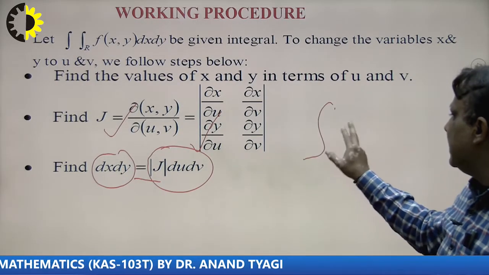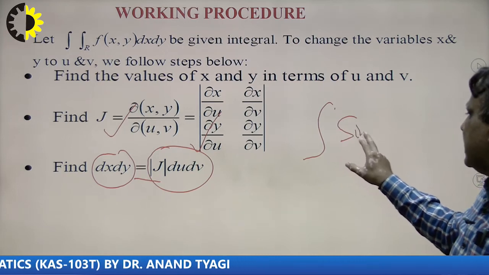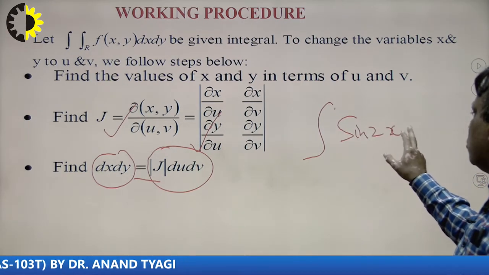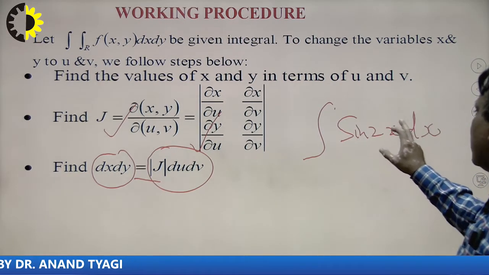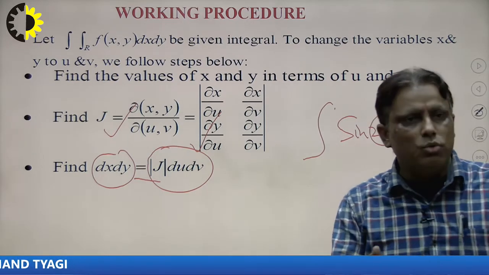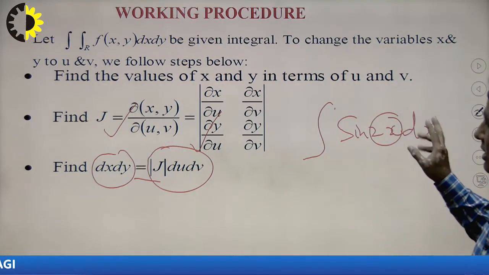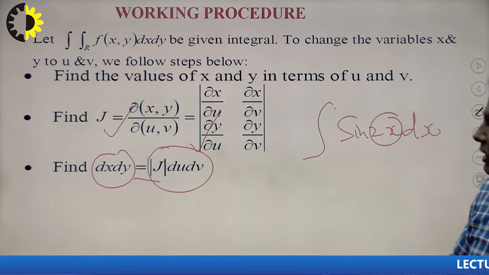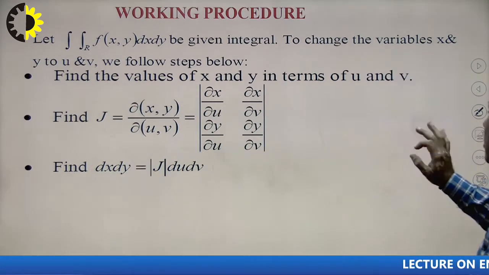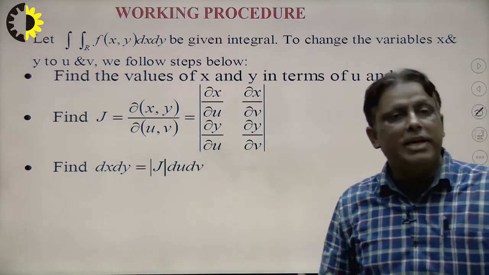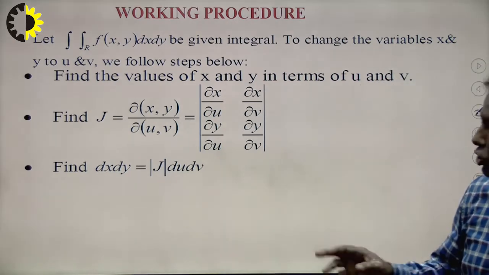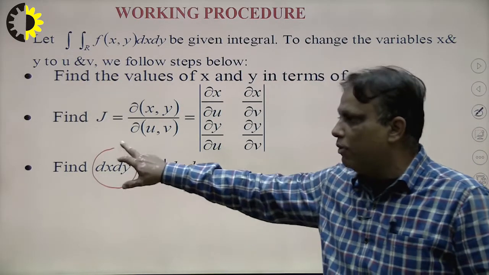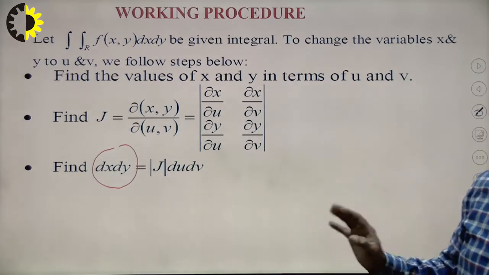Suppose I write the integral of sin 2x and integrate. How do we integrate sin 2x? First of all I write 2x equal to t, and 2 dx equal to dt, so that means dx will be dt/2 here. In this way we solve problems at the 12th level, but here we solve double integration, so there exist two variables dx dy. So first of all we change them into u and v here.